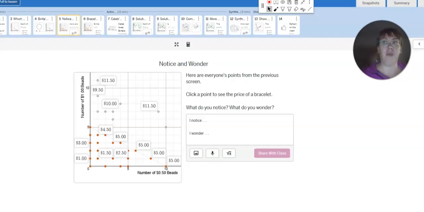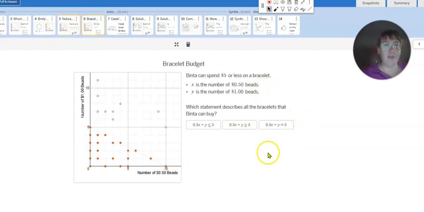You may wonder which bracelet will be made, what the biggest bracelet is that they can make, any other wonderings you got here, and then push ahead to the next slide. Binta can spend $5 or less on a bracelet. X is the number of black beads, Y is the number of $1 beads that are the basketball. Which statement describes all the bracelets that Binta can buy?